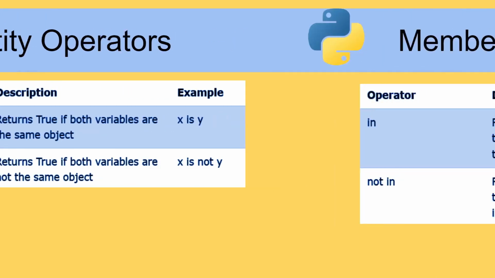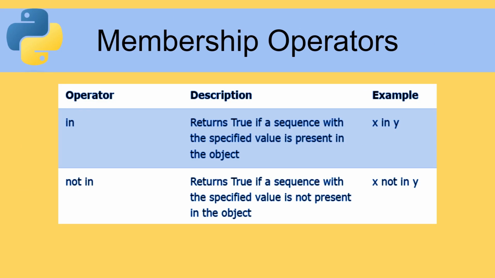Membership operators. You have in and not in. You use in and not in operators to see if an item or an object is present in another object. In returns true if a sequence with the specified value is present in the object. x in y. You have not in, which returns true if a sequence with the specified value is not present in the object. x not in y.